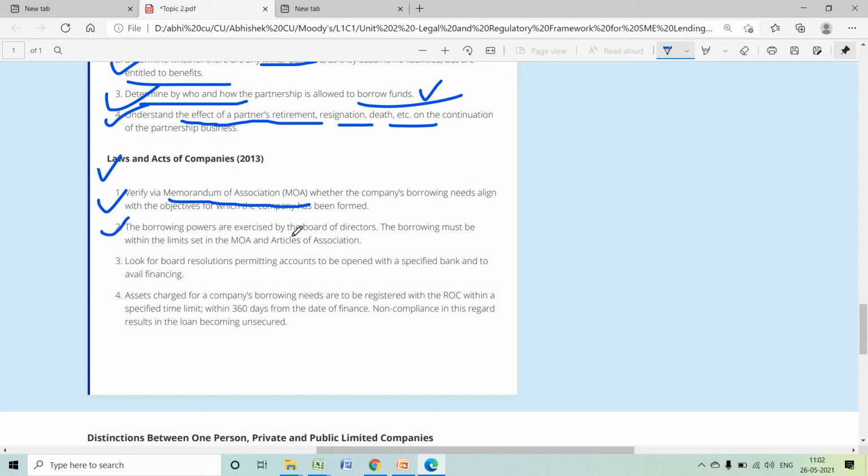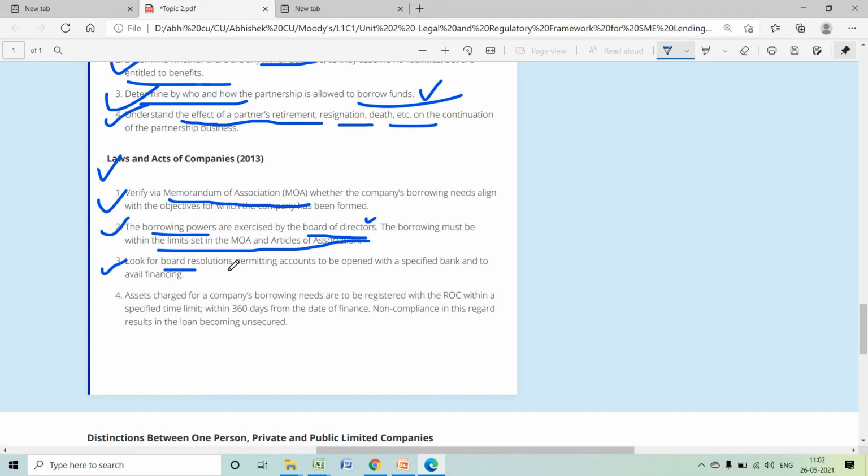Now, the borrowing powers are exercised by the board of directors. The borrowing must be within the limits set in the MOA and Articles of Association. So, it is exercised by the board of directors. Directors exercise the borrowing power on behalf of the company, right? And the next thing is that the limits of the borrowing are specified in the MOA and AOA, Memorandum of Association and Articles of Association.